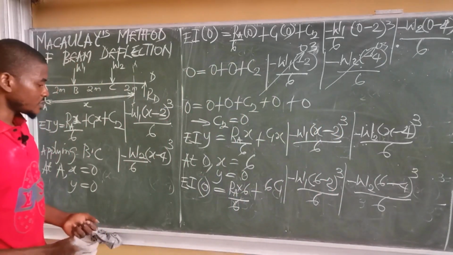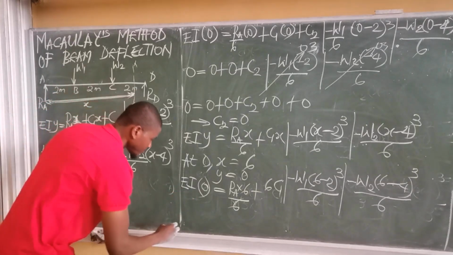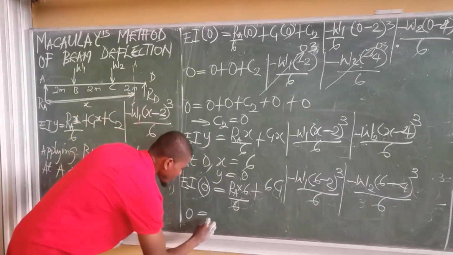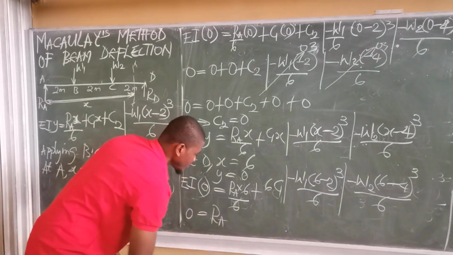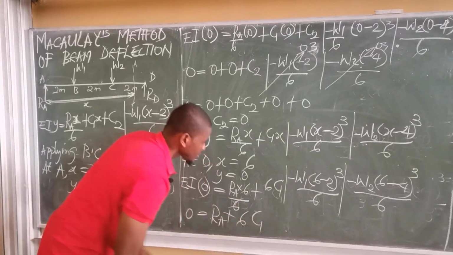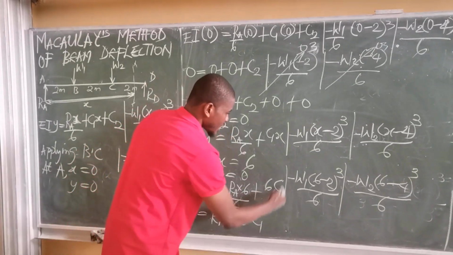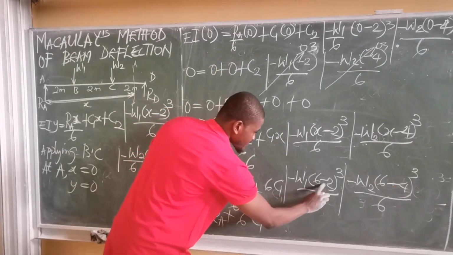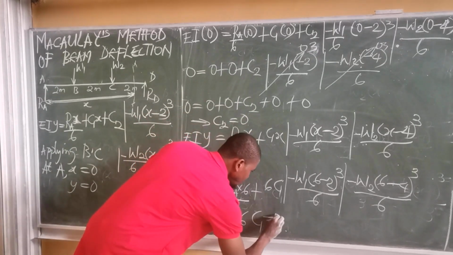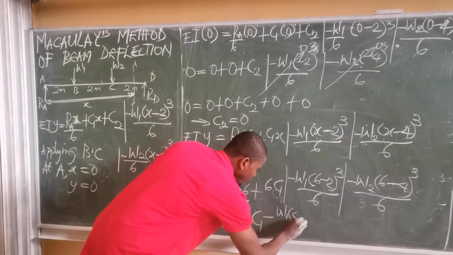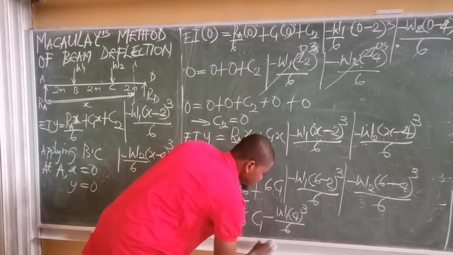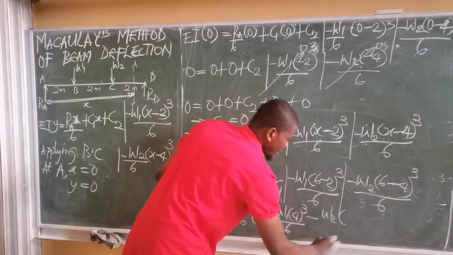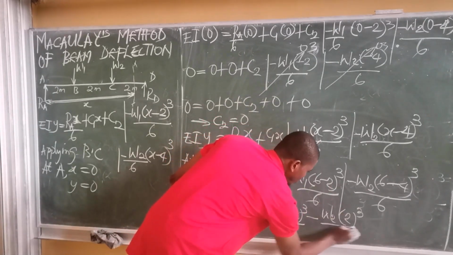So I have this. EI times 0 here becomes 0, and this is now equal to, of course, 6 can cancel 6 here. I will simply have RA plus 6C1 from here. At this point there is no need to put the Macaulay bracket, you can free it. Minus W1 into 6 minus 2, here is 4, to the power of 3 all over 6, minus W2 into 6 minus 4, here is 2, to the power of 3 all over 6.